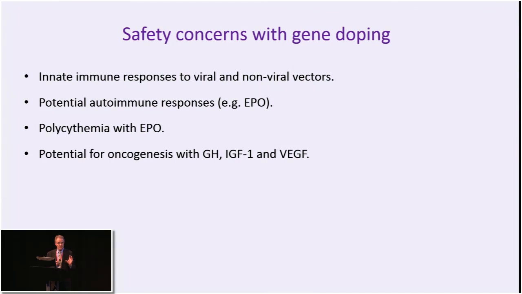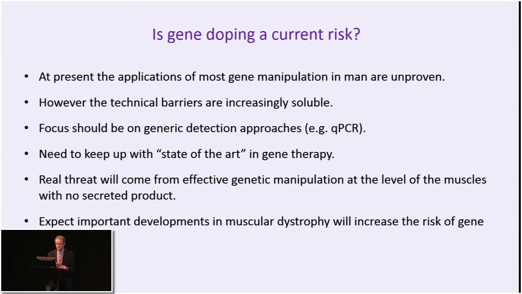When you're doing things like EPO gene transfer, particularly if you're doing EPO gene transfer to an ectopic site such as muscle, there's potential for autoimmune responses, demonstrated in non-human primates. Polycythemia is always a worry, but of course that can be controlled with regular medical checks. And then, as I'm sure you're all well aware, there's potential oncogenesis from a number of the factors that one might think about introducing by gene doping.